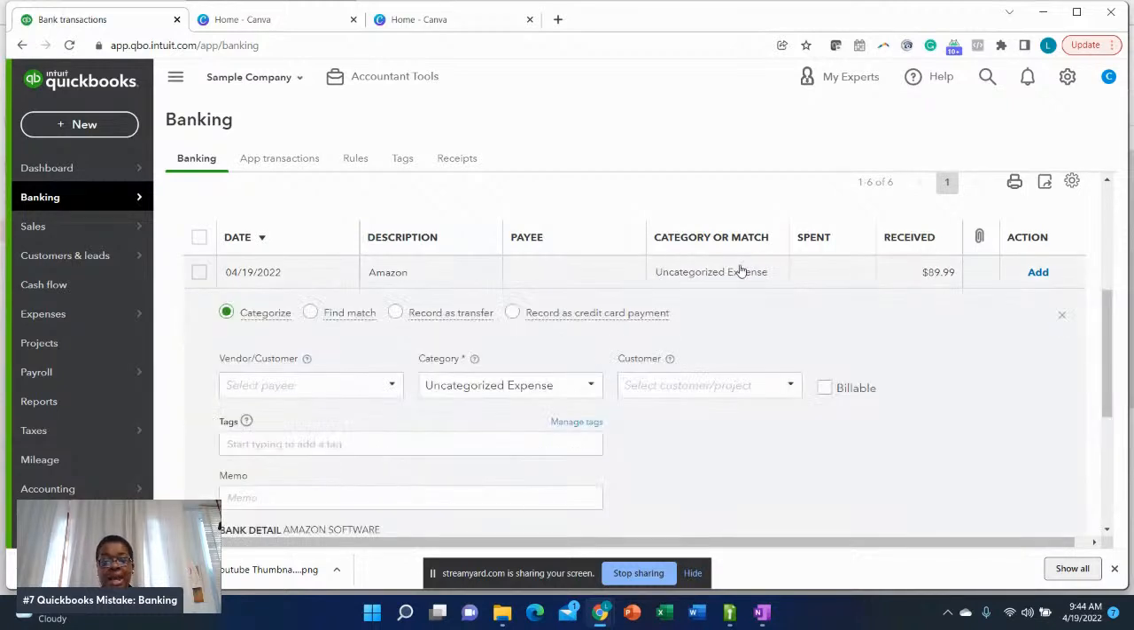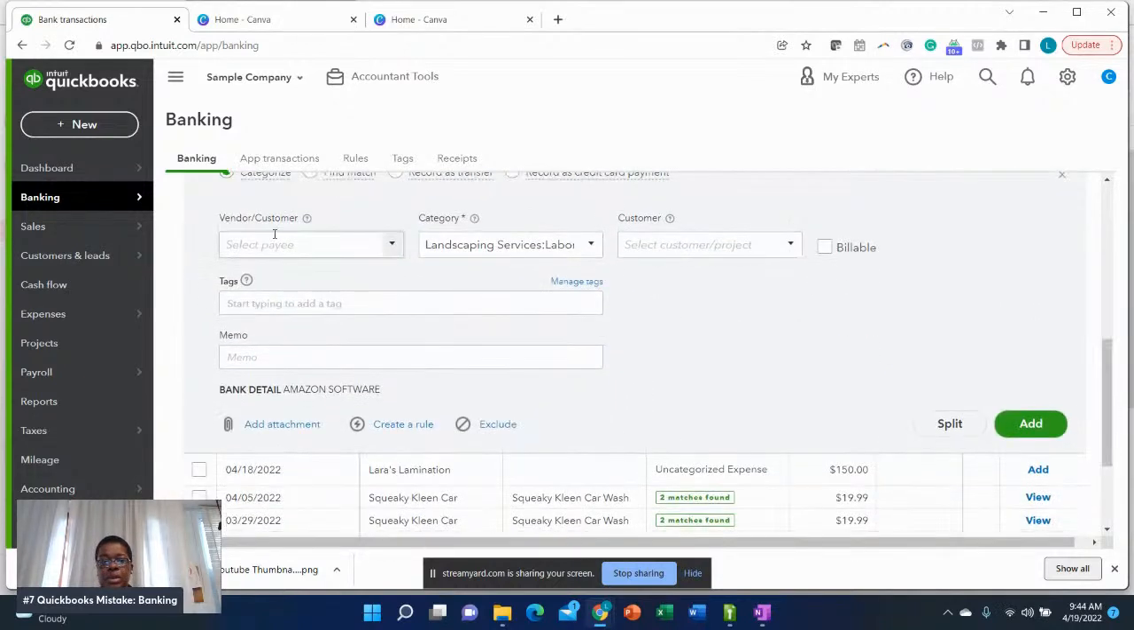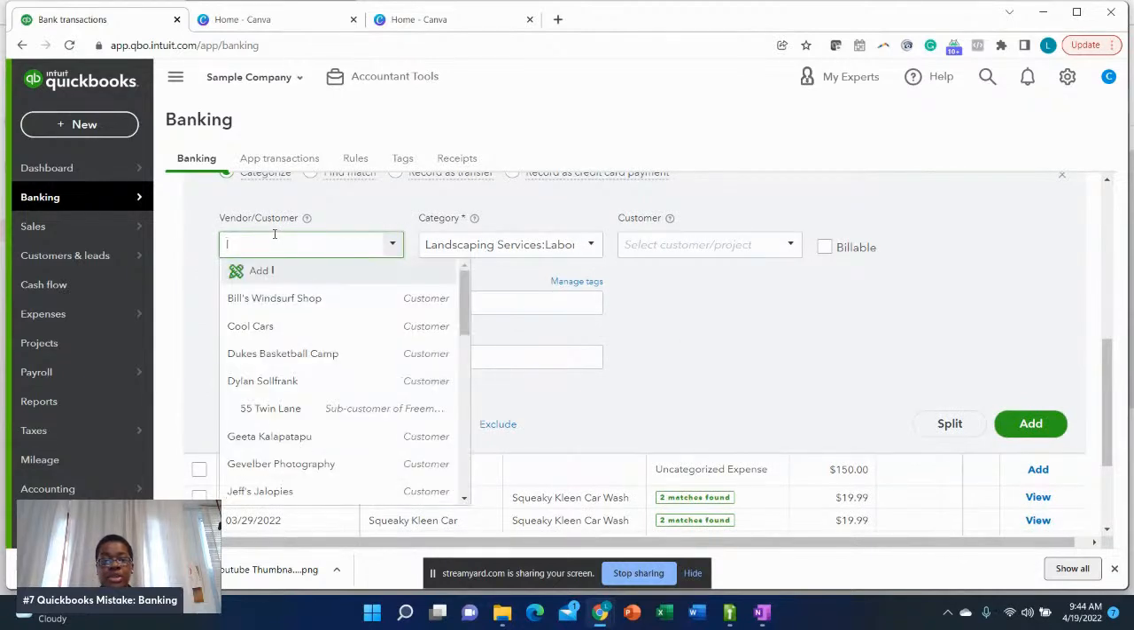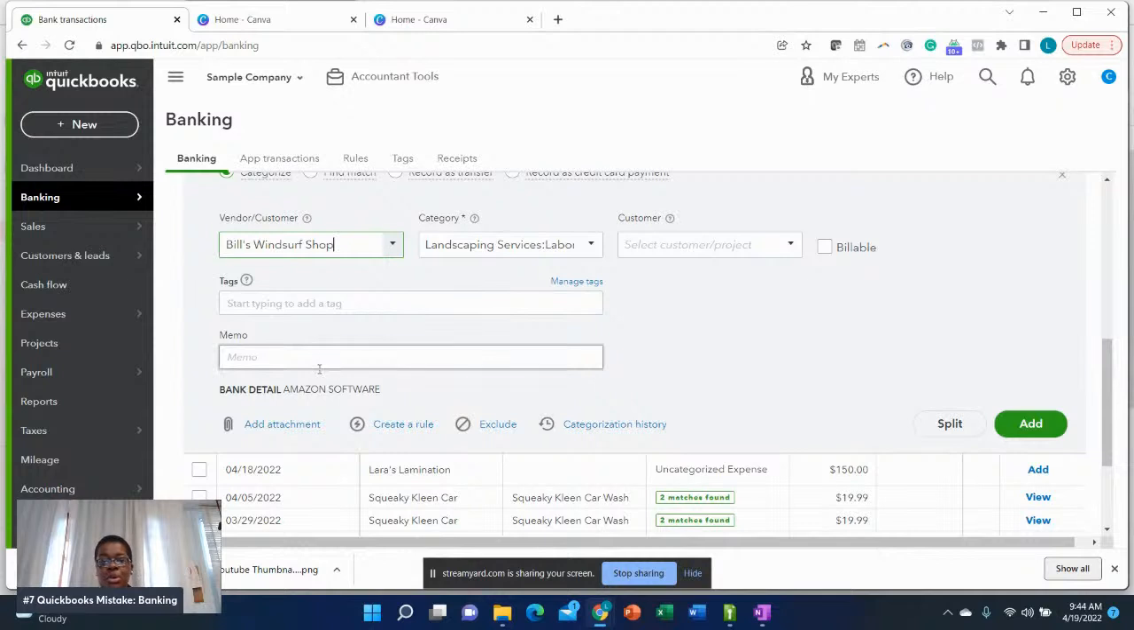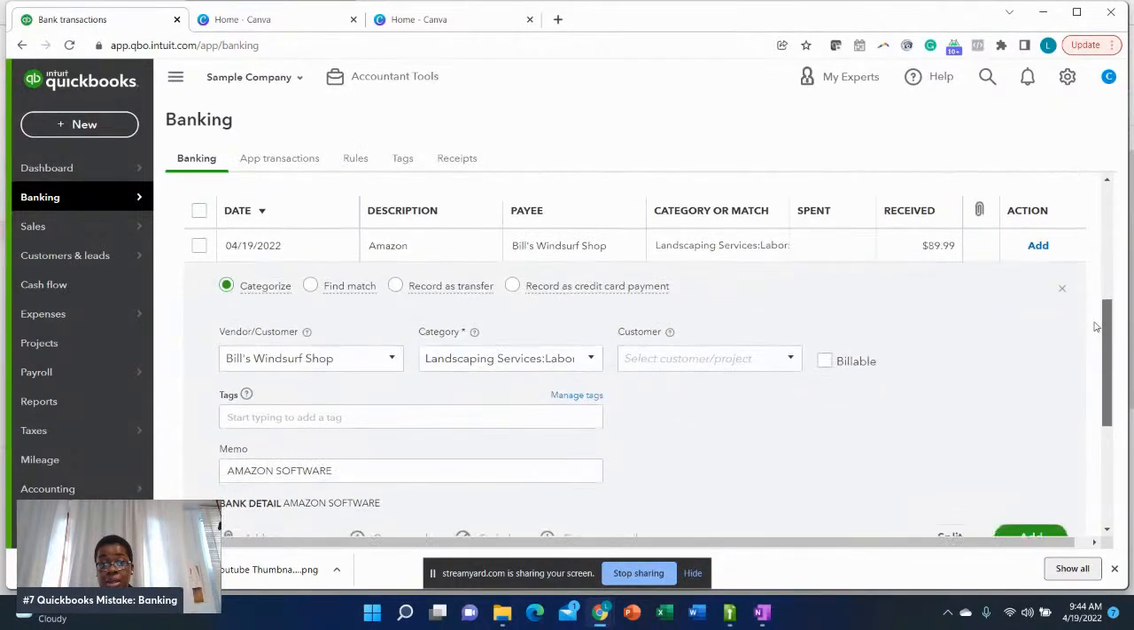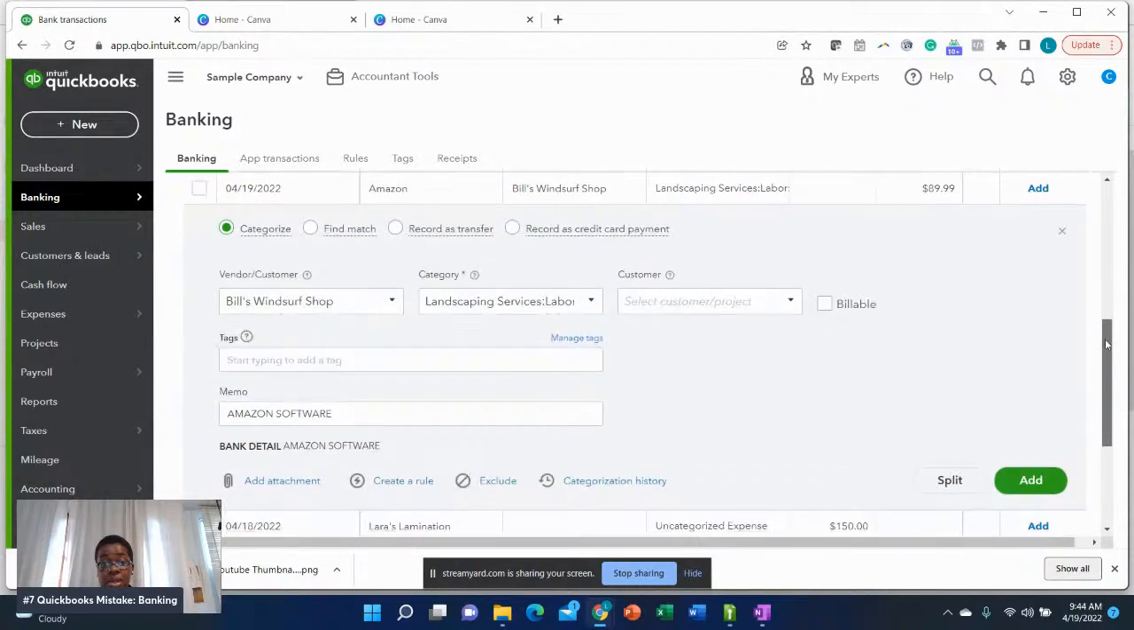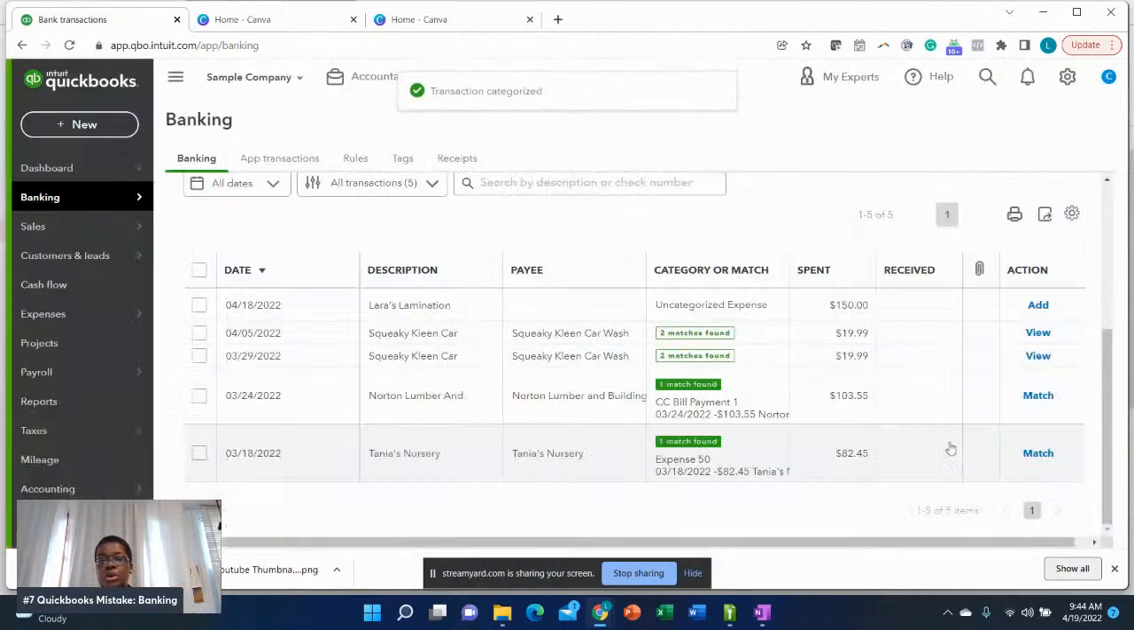When you want to add, once again, you click on the transaction and enter the information. Let's just say this is labor income, and you select a customer. I always like to put a description. It looks like this came across as Amazon software, so we'll go with that and select add. So you want to make sure you understand the definition of match in QuickBooks, and add.